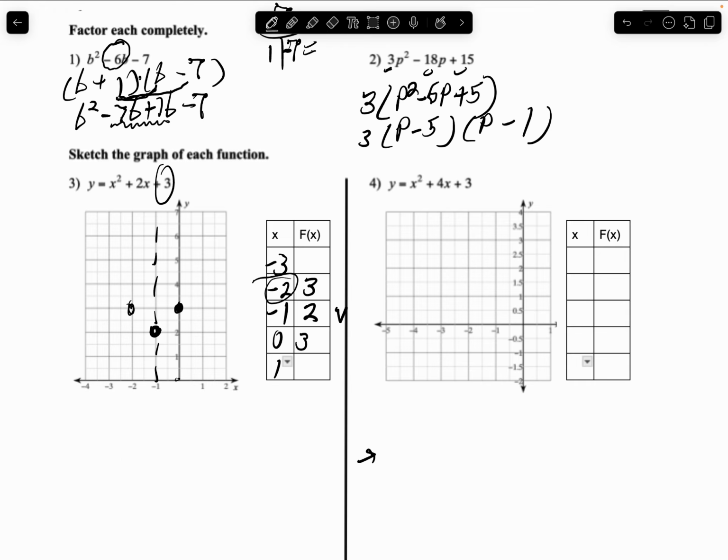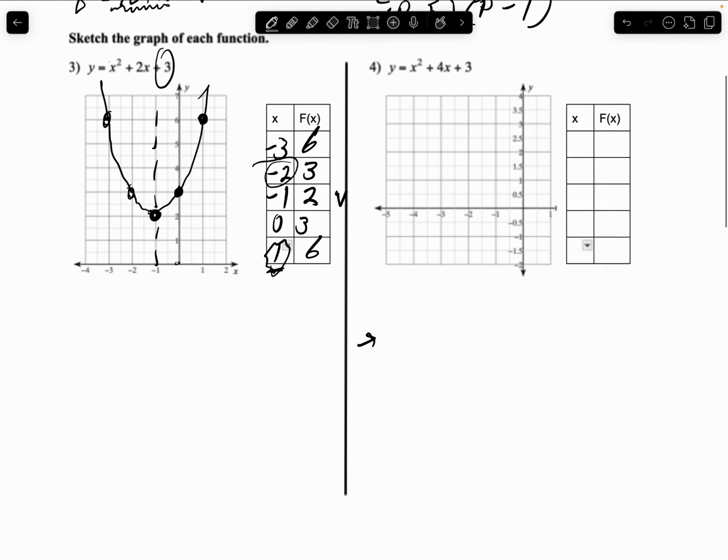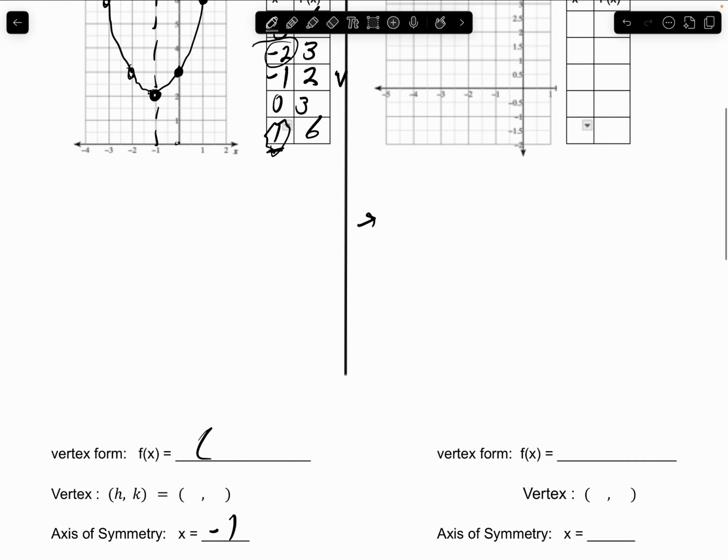Okay, so if I plugged in 1, that's an easy one. So let's plug in 1. 2 and 1 is 3, plus 3 is 6. 1 over, 6 up, which brings me right there. That means I'm probably going to be right over here, and it looks about right when I put my function there, which means that that will be 6 also.